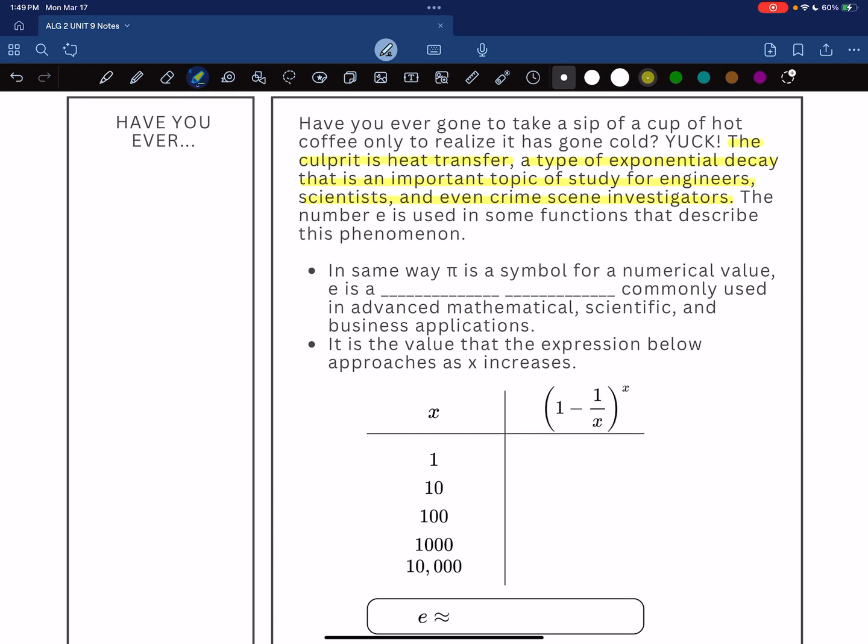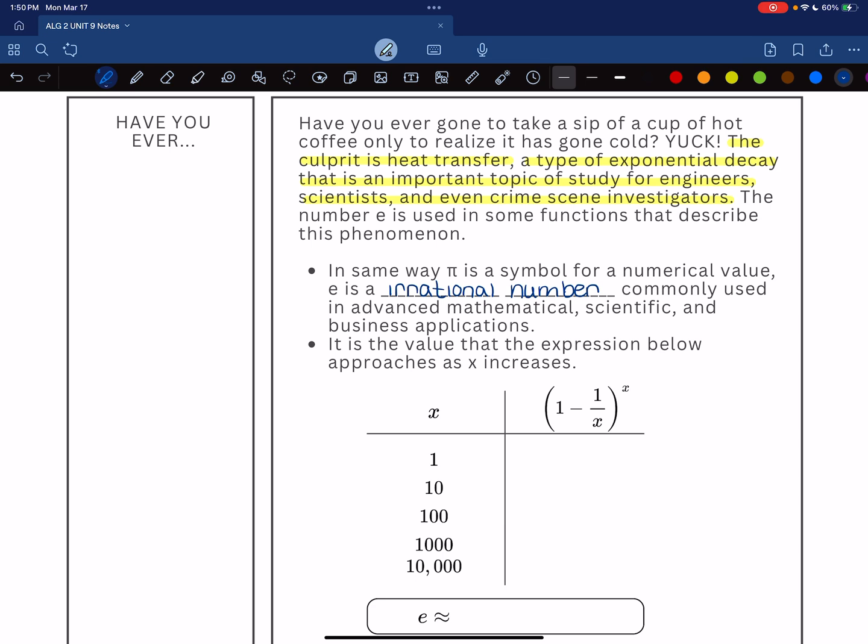In the same way that pi is a symbol for a numerical value, E is an irrational number. And it's commonly used in advanced mathematics courses and in scientific and business applications. And it is the value that this expression below approaches as we would allow x to increase and increase and increase to infinity. And so I want to actually look at this with you all.